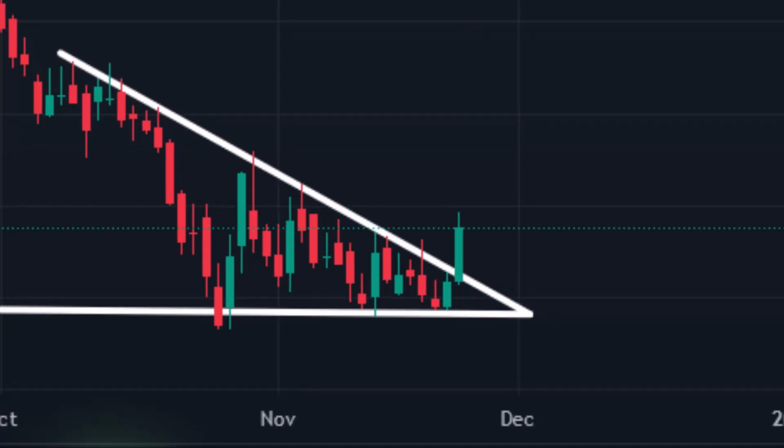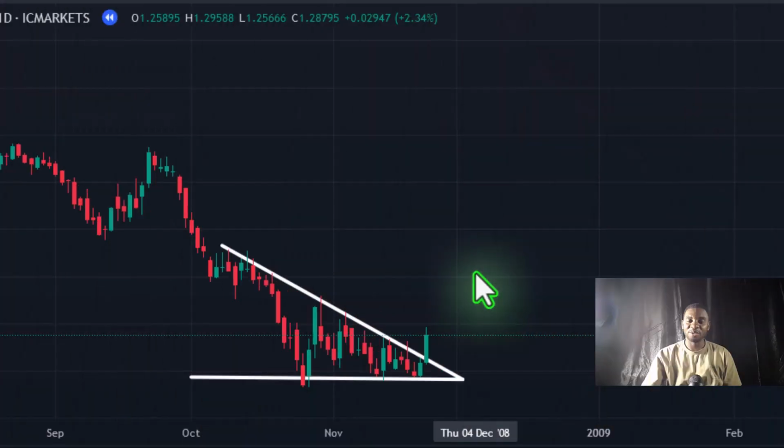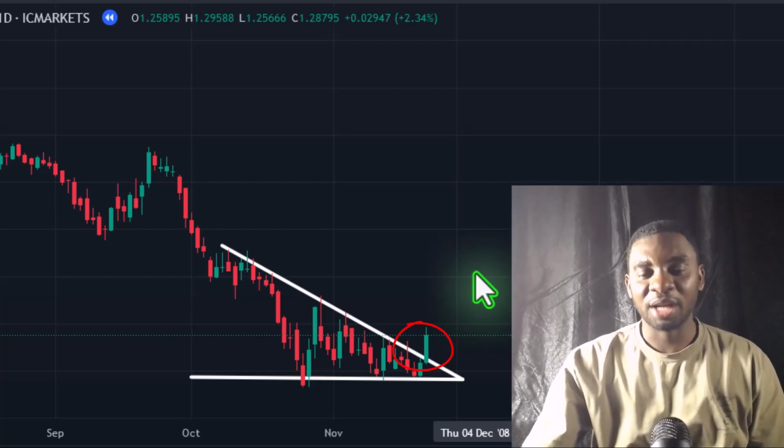And now we have a breakout. What was your answer? Was it a breakout to the upside or to the downside? As it is now, we have a clear breakout to the upside. You can see the bullish candle that was formed. You can see the spike in volume. So this is a breakout to the upside.